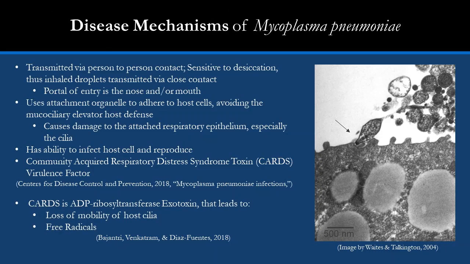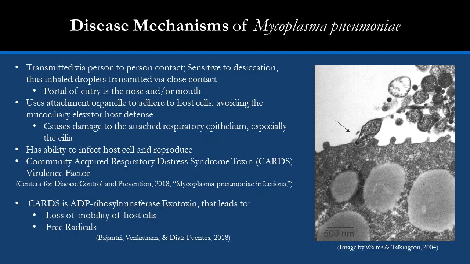Although the exact disease mechanisms and pathogenesis of Mycoplasma pneumoniae are still being investigated, some disease mechanisms are known. Transmission is through droplets, but because they do not have a cell wall, they are very sensitive to desiccation, and so it needs to be transmitted from person to person, inhaled very directly. Portals of entry are the nose and mouth.